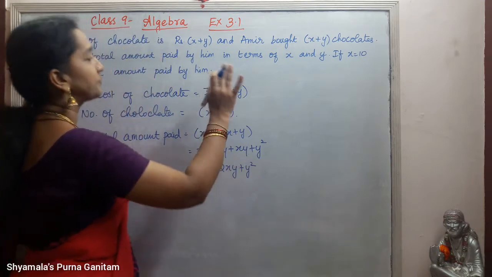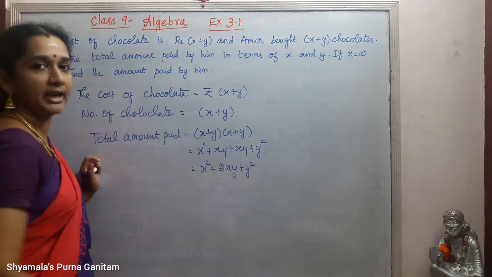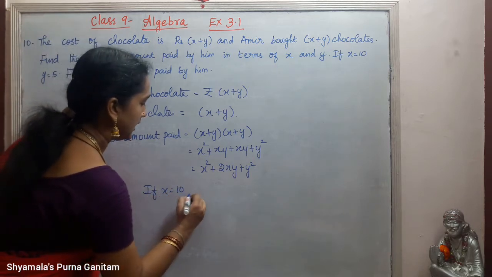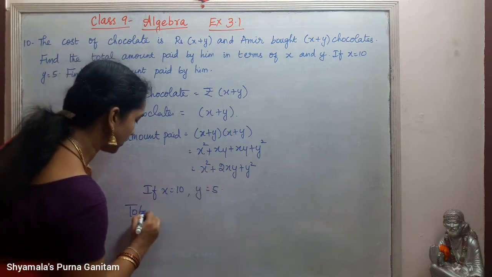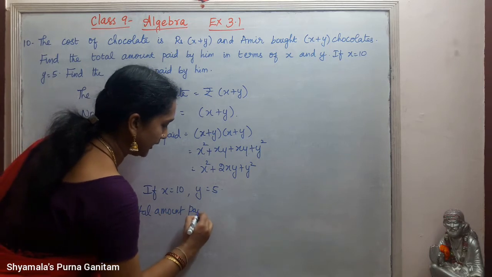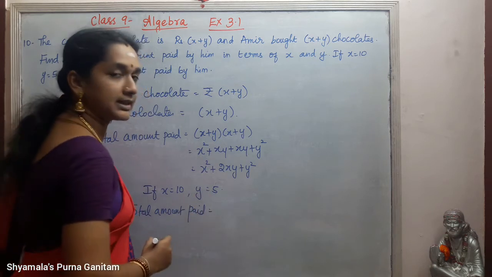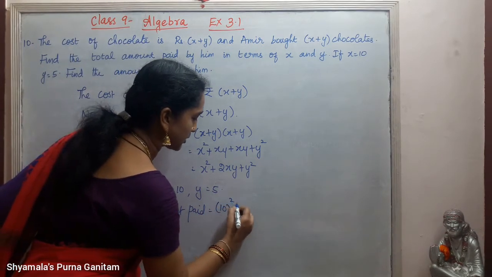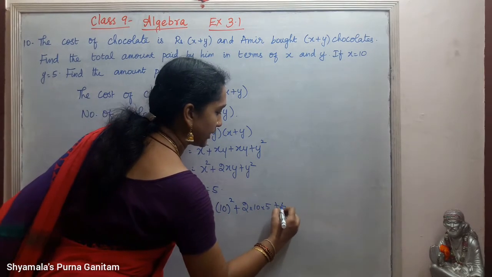plus y squared. If x is equal to 10 and y is equal to 5, find the amount paid by him. Okay, so if x is equal to 10 and y is equal to 5, the total amount paid will be x squared plus 2xy plus y squared. In terms of x and y, we will be substituting 10 and 5. So x squared is 10 squared plus 2 into 10 into 5 plus 5 squared.